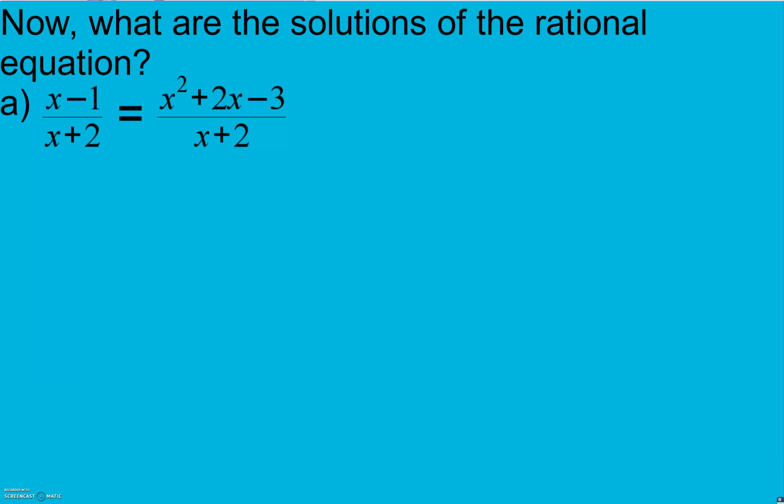Okay, again here I'm going to do these two different ways. First one here, I'm going to multiply everything by my common denominator. And if you look here, I have an x plus 2 and an x plus 2. So my LCD is just x plus 2.